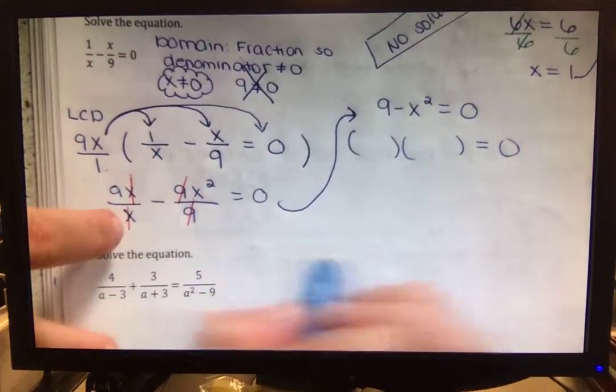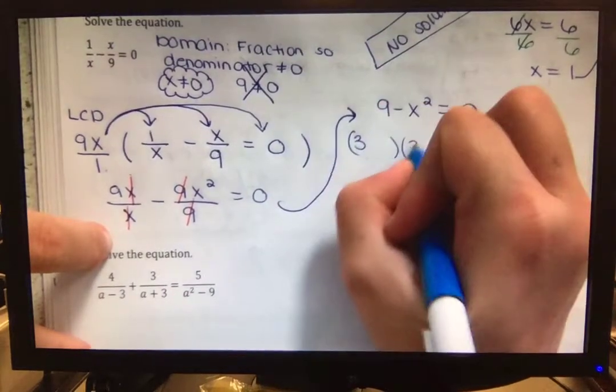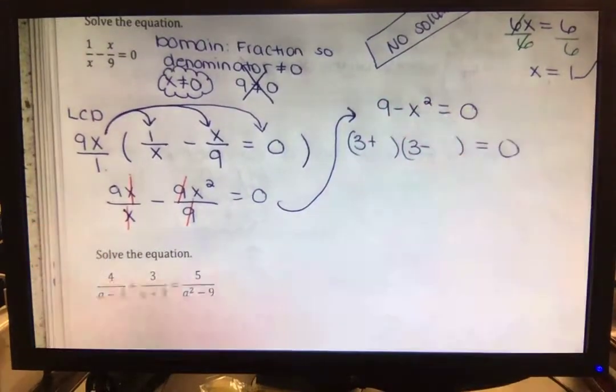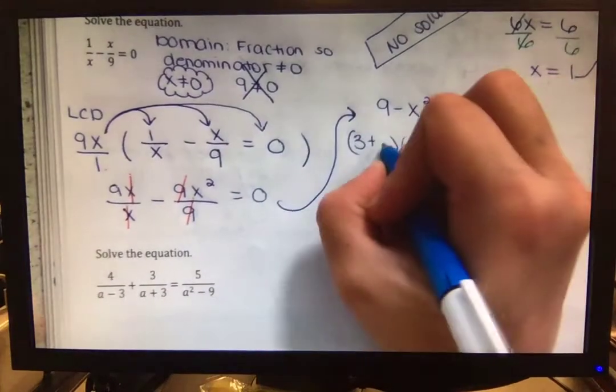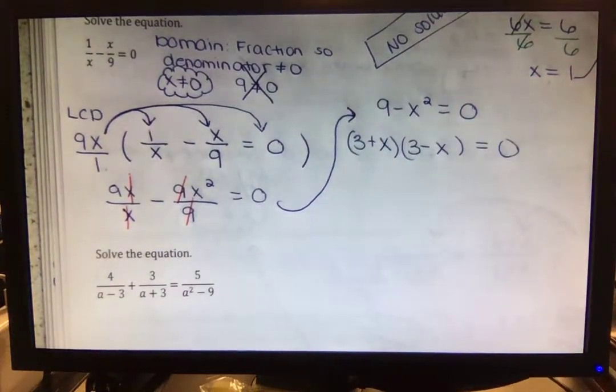So what is 9? 3 times 3. One's positive, one's negative. What about x squared? X times x. So it's 3 plus x times 3 minus x. 3 plus x times 3 minus x equals 0. So now how do I solve this one? Does it matter what order? No, it's okay. We can do 3 minus x times 3 plus x. No, I mean like it can't be x plus 3? No, because if you were to distribute it back out, it wouldn't give you the same thing.